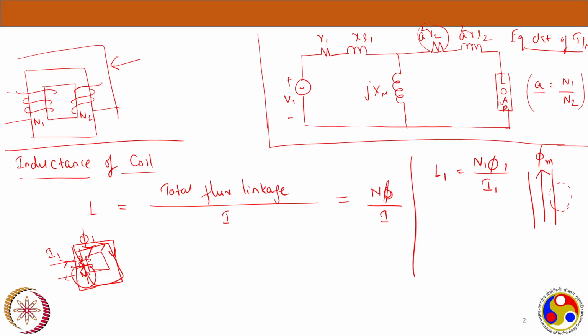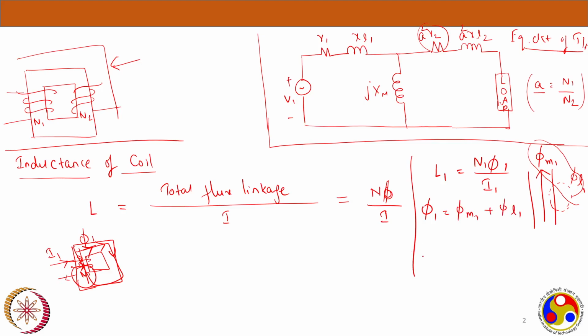So we term this flux the leakage flux. If this is phi m, the main flux which is passing through the core, then this we can call phi L. In the first winding, that is phi m1 and phi L1. So the total flux generated is phi m1 plus phi L1, out of which phi m1 is the main flux and phi L1 is the leakage flux. So phi 1 is equal to phi m1 plus phi L1.